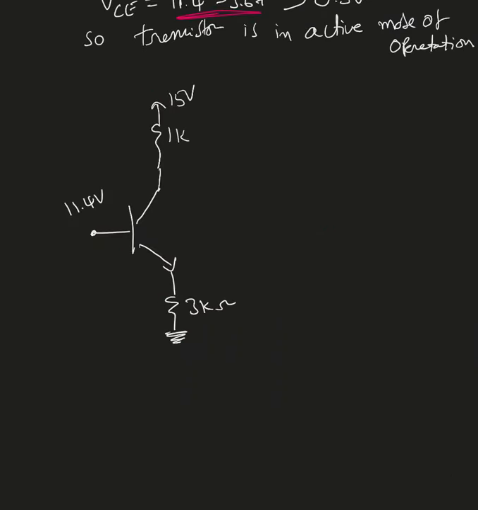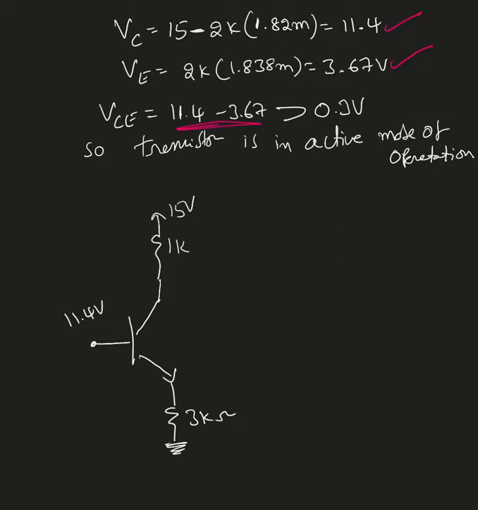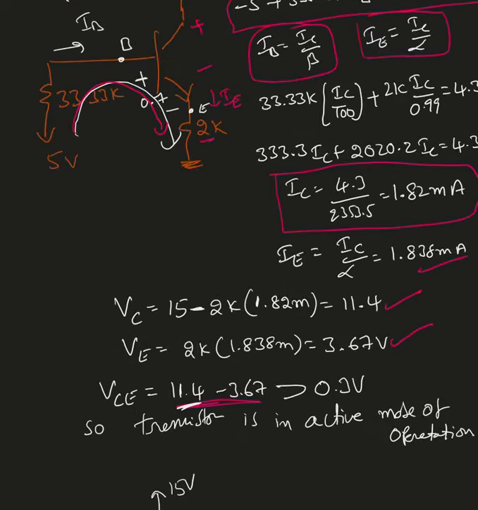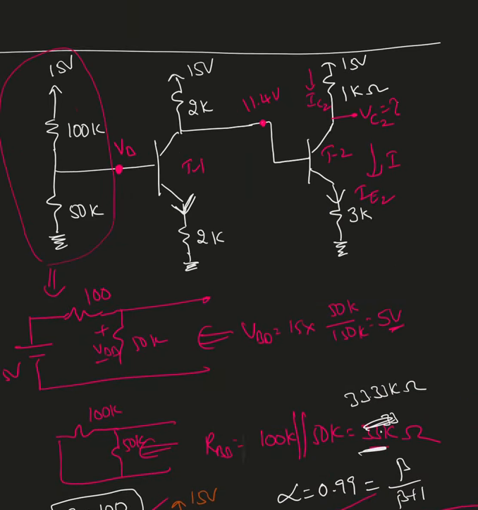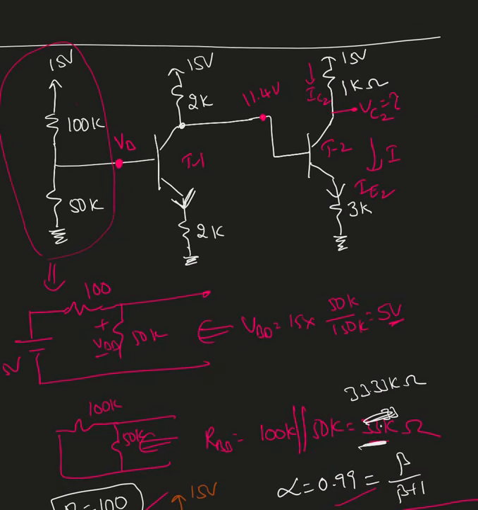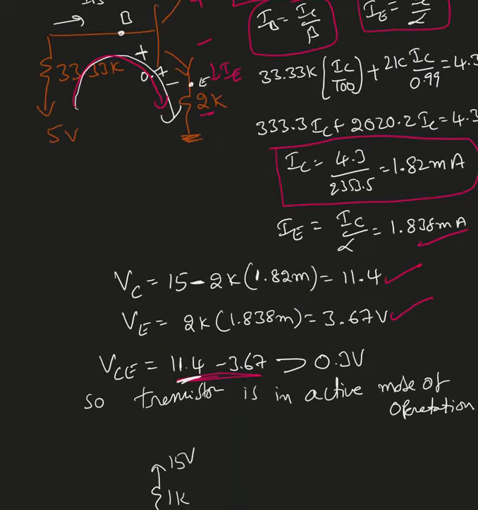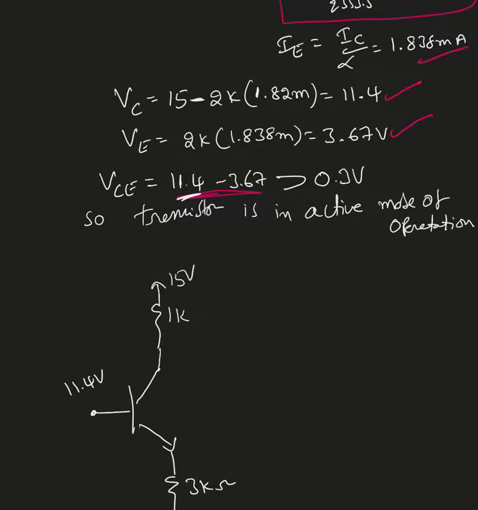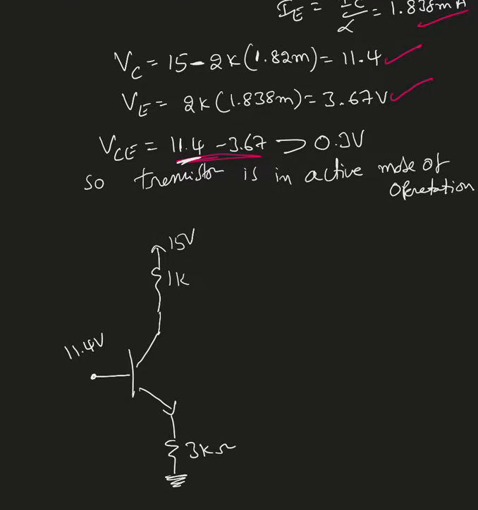Here is the second transistor circuit. Now from the first transistor I found VC is 11.4 volts. So from transistor 1 we can see this is VC1, and that VC is the same as VB2, the base voltage of the second transistor. So based on that, I took that voltage as 11.4.